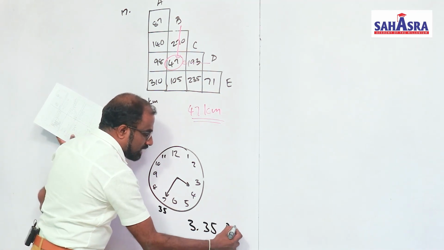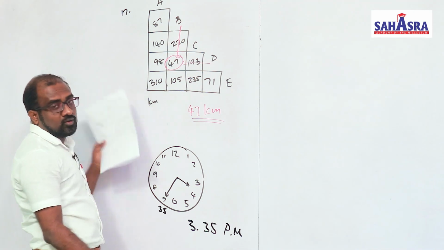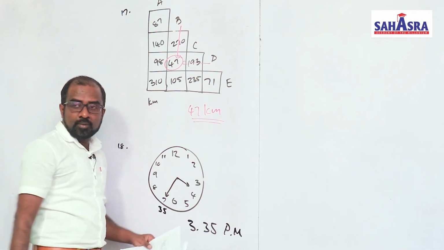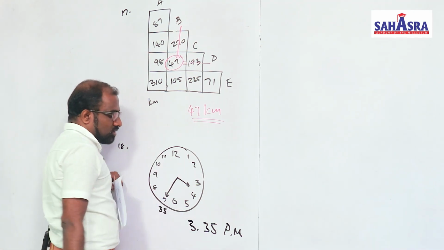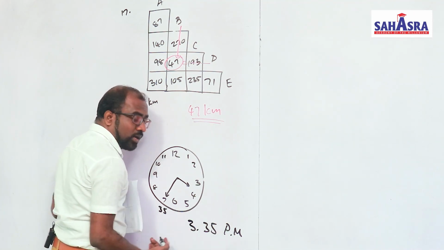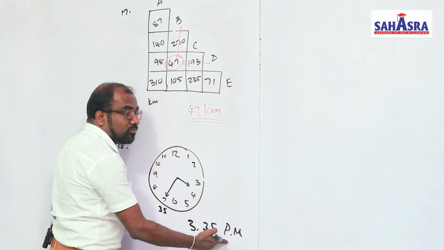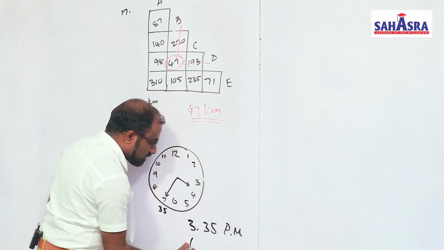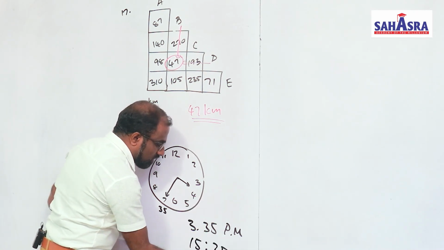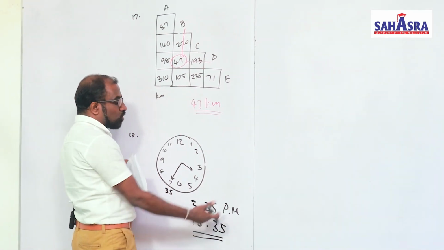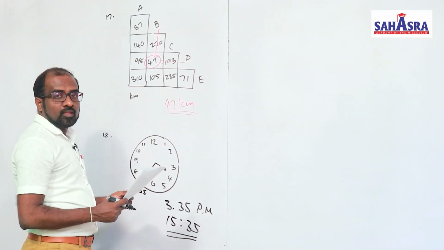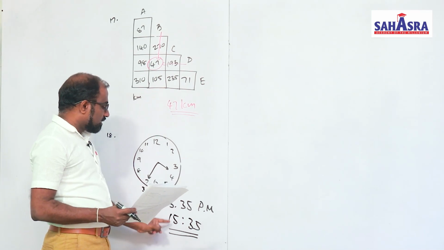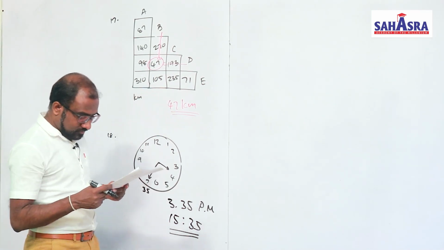3:35 p.m. That is if you write in 12-hour clock. When 3:35 p.m. comes to 24-hour clock, p.m. is after 12. 13, 14, 15. So, what's the answer? 15:35 for 24-hour clock, children. You don't put AM, PM. 15:35 is the answer.